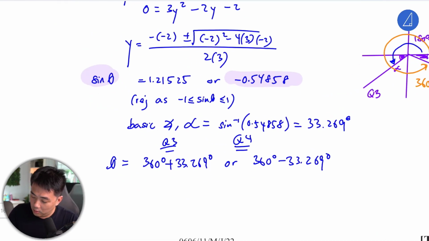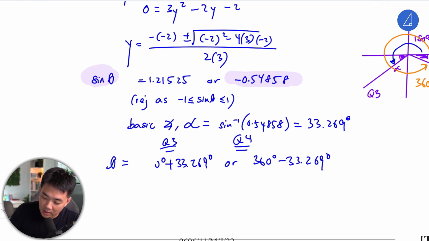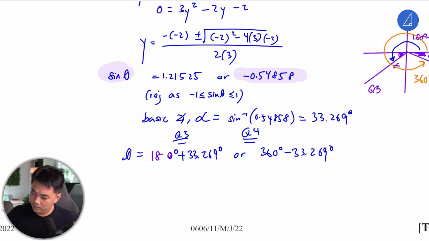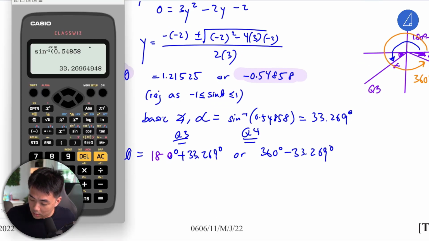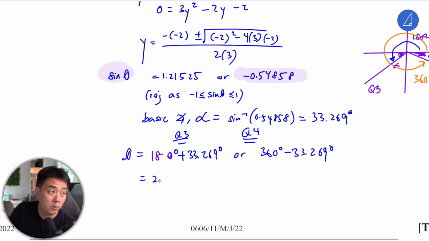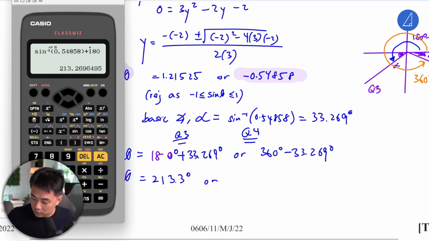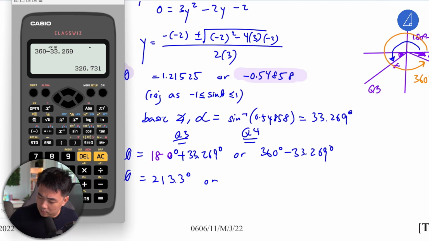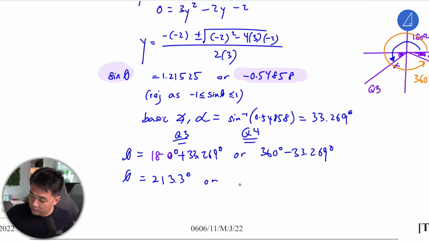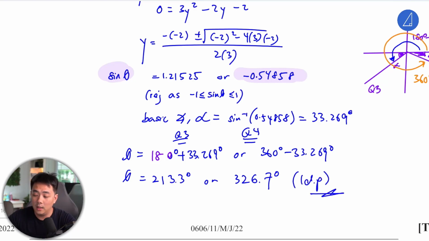What am I doing? Sorry, this is 180 here. So that'll be 33.269 plus 180, which is 213.3, or 360 minus 33.269, which is 326.7. This is all in 1 dp. So angles, you usually leave in 1 dp.